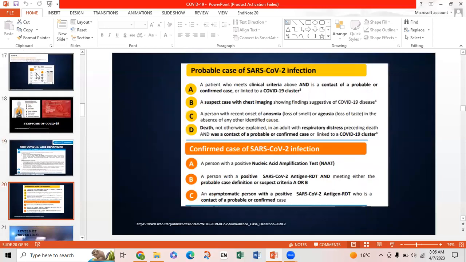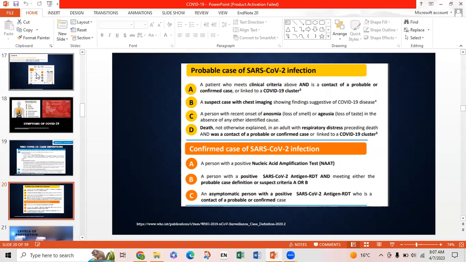A probable case of SARS-CoV infection is a patient who meets clinical criteria and is a contact of a probable or confirmed case, or linked to a COVID-19 cluster. A suspect case has chest imaging findings suggestive of COVID-19 disease. It also includes a person with recent onset of anosmia, that is loss of smell or loss of taste, in the absence of other identified causes, and death not otherwise explained in an adult with respiratory distress preceding death, where there was a contact of a probable or confirmed case linked to a COVID-19 cluster.